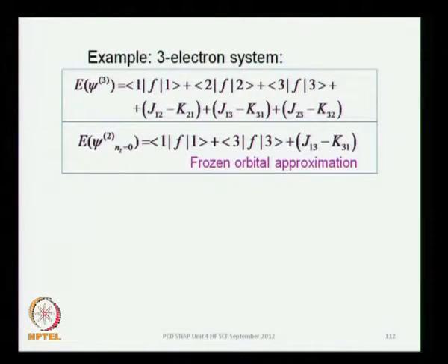So the occupation number of the quantum state 2 will become 0. So n2 becomes 0. This is a 2 electron system with n2 equal to 0, but n1 is equal to 1, n3 is also equal to 1. So you are not touching those quantum numbers. What you are assuming is the frozen orbital approximation.